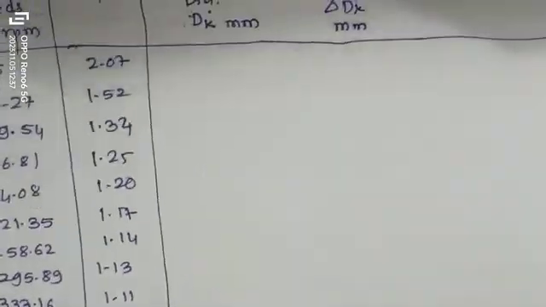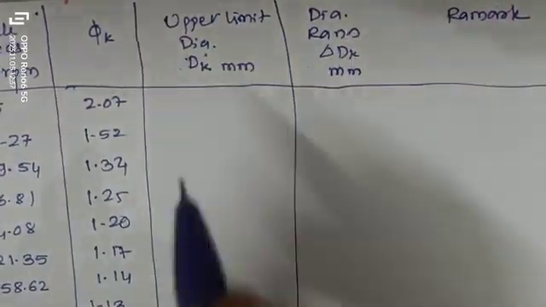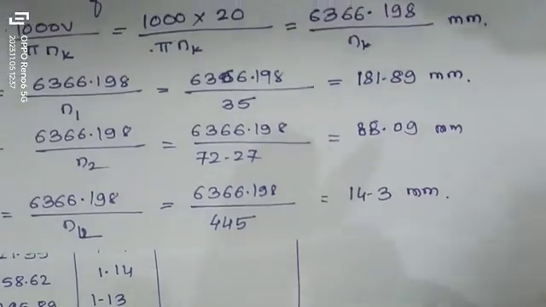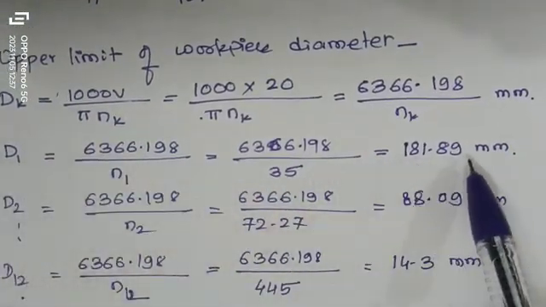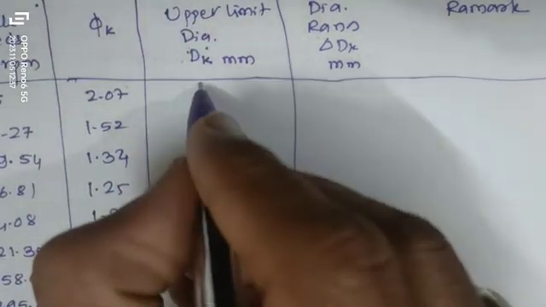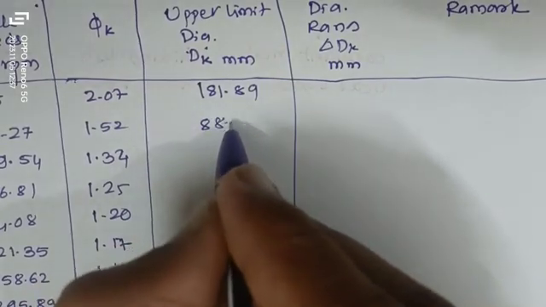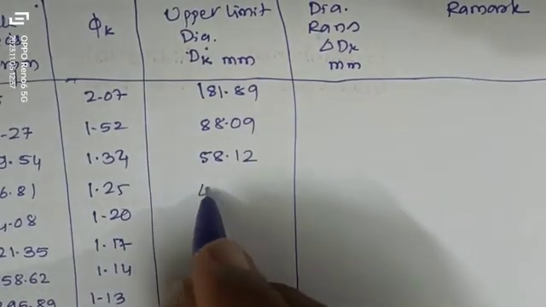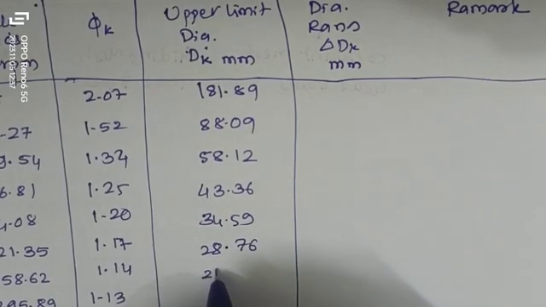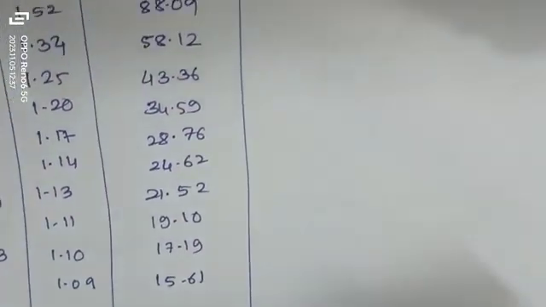Similarly, the upper limit of the diameter, that also we have calculated. Here it is. D1 is equal to 181.89, D2 88.09, and so on up to 12. We'll put all the values over here: D1 181.89, 88.09, 58.12, 43.36, 34.59, 28.76, 24.62, 21.52, 19.10, 17.19, 15.61, 14.30, which we have calculated, right?